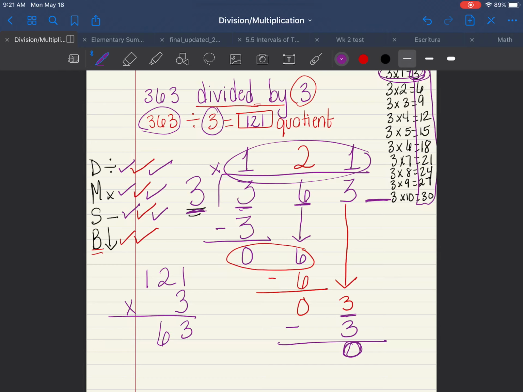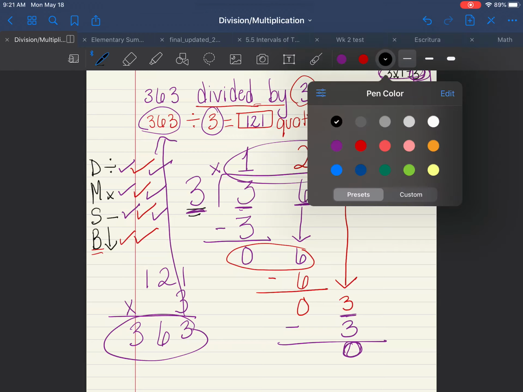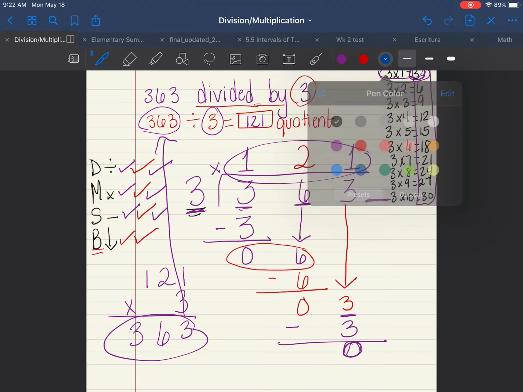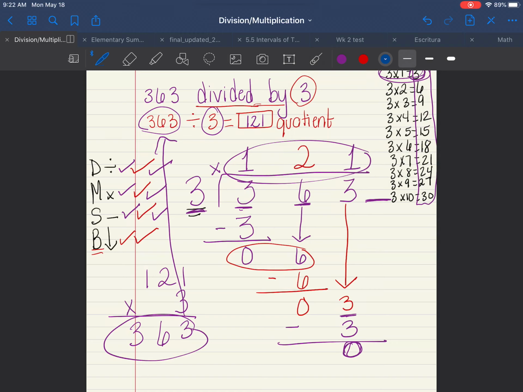So I'm going to check by multiplying 121 times my divisor, which was 3. 3 times 1 is 3. 3 times 2 is 6. And 3 times 1 is 3. Did we get the same dividend? Yes, we did. Now, I do want to call attention to the actual problem.